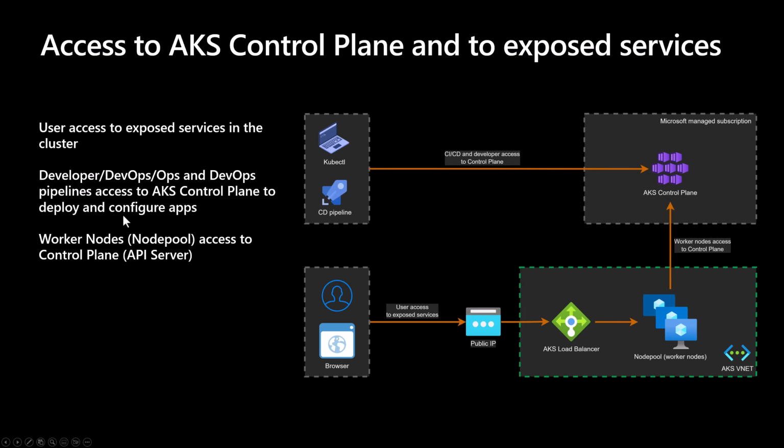For that we have two scenarios for accessing. First, we have the developer, the DevOps team, the ops, and the DevOps pipelines that want to access the AKS control plane to deploy and configure applications. So that's this entity right here. And then the other ones who want to access the control plane are the worker nodes. Those are our node pools that want to access the control plane, or the API server, in order to get the cluster configuration and for the control plane to be able to deploy pods inside those worker nodes.